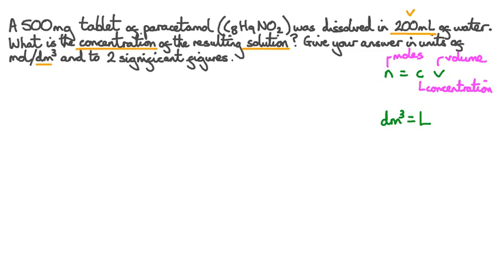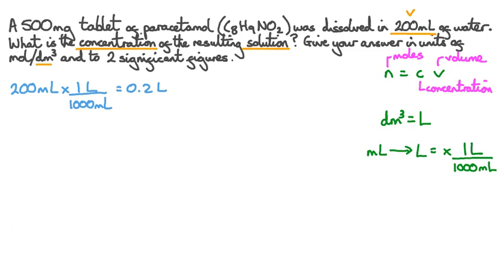moles per litre. But the volume we're given is in millilitres, so we're going to need to convert our millilitres into litres. To convert millilitres to litres, we need to multiply by 1 litre per 1,000 millilitres. You can remember that there are 1,000 millilitres per litre by remembering that the prefix milli means thousandth. Performing this conversion gives us 0.2 litres. As a side note, remember that millilitres are exactly the same as centimetres cubed.